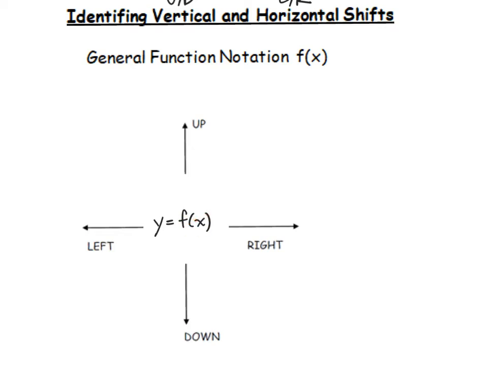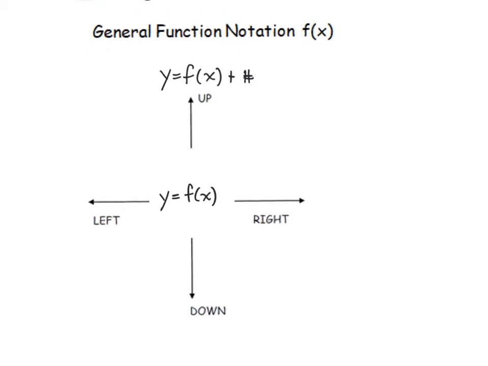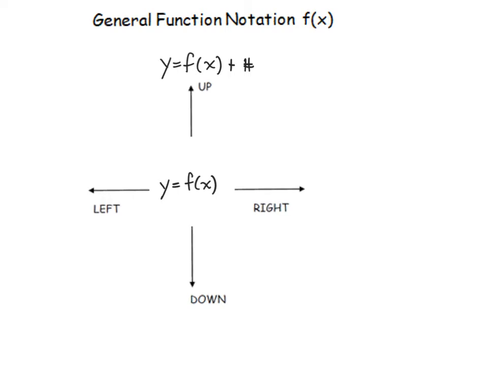So to shift it up, I'm simply going to add a number to it. And whatever number I add to it, it's going to shift up that many spaces. So the function shifted up will look like this with a number added. And I'm just going to put the number symbol there because that number could be anything. If you shift a function down, it's going to look exactly the same, except it's going to be y equals f of x, the function, but with the number subtracted. And whatever number I subtract means down that many units. So the key here is that the number that we add or subtract is outside of the function itself.